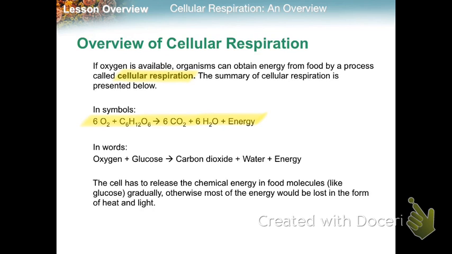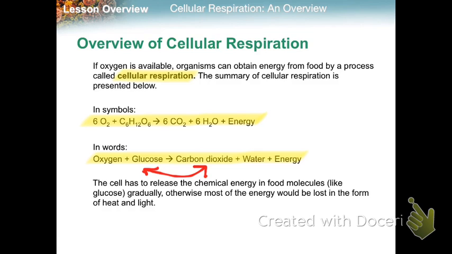Here's the overall chemical equation. Make sure you know that. And if you take a look at it in words, you can see that it's pretty much the reverse of photosynthesis.